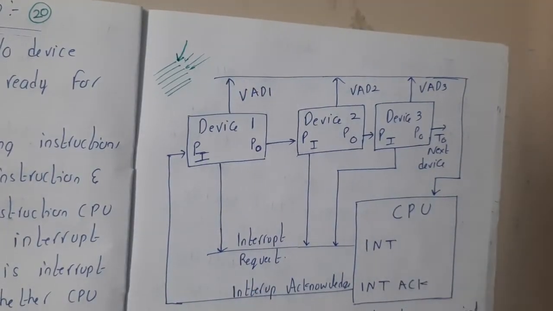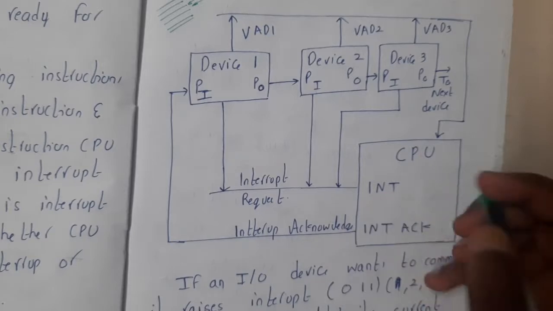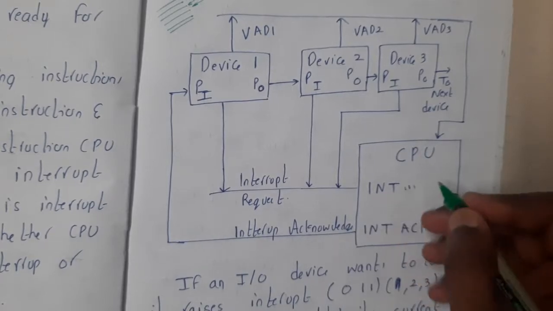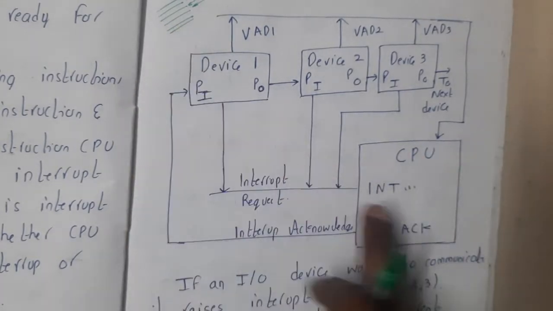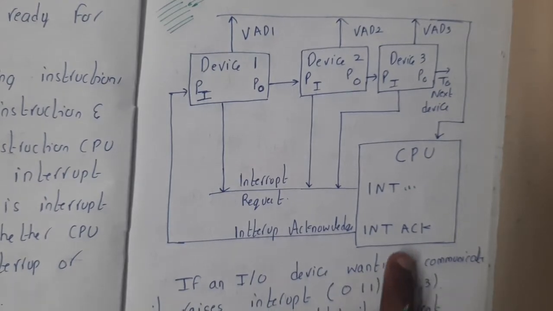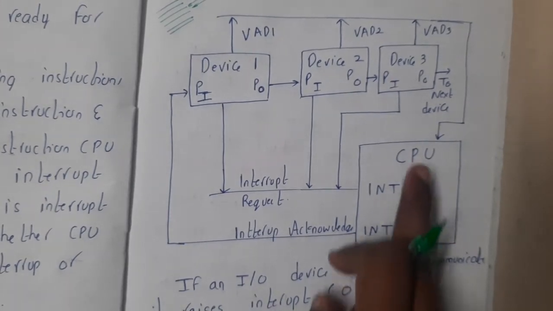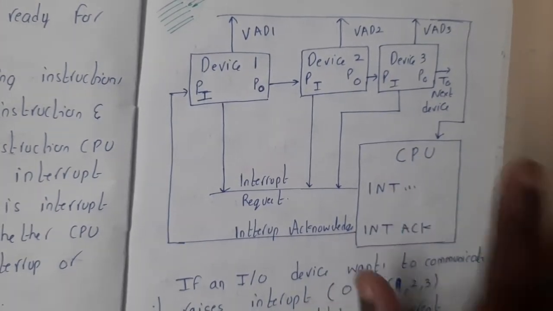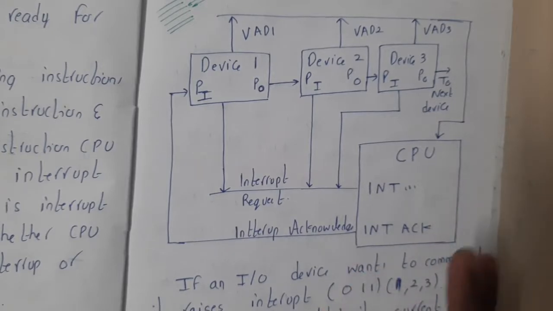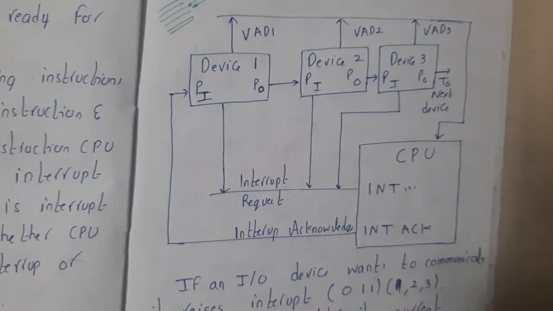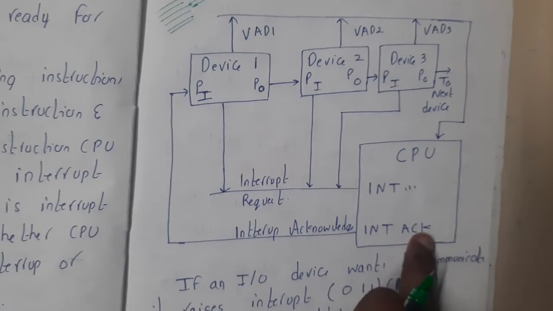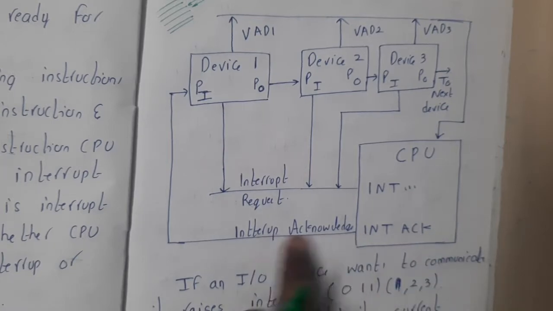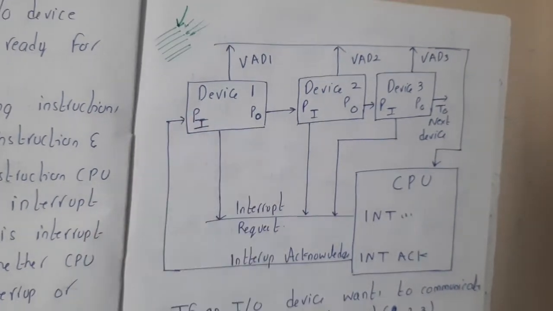Got it? Okay, so assume that this interrupt is 1. At that time the CPU has noticed that the interrupt is 1, so it will send the interrupt acknowledgement. Basically the CPU is saying, I am ready for the interrupt. Whoever wants to send the data, please send it to me. So that acknowledgement will be pushed on to device 1.